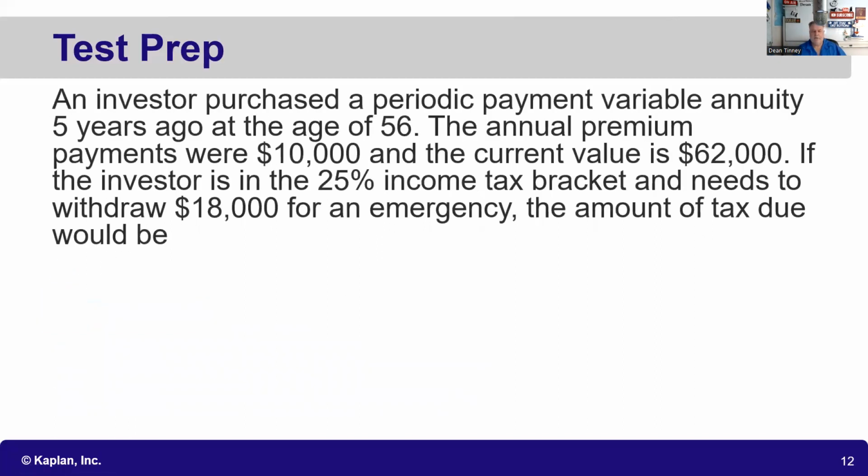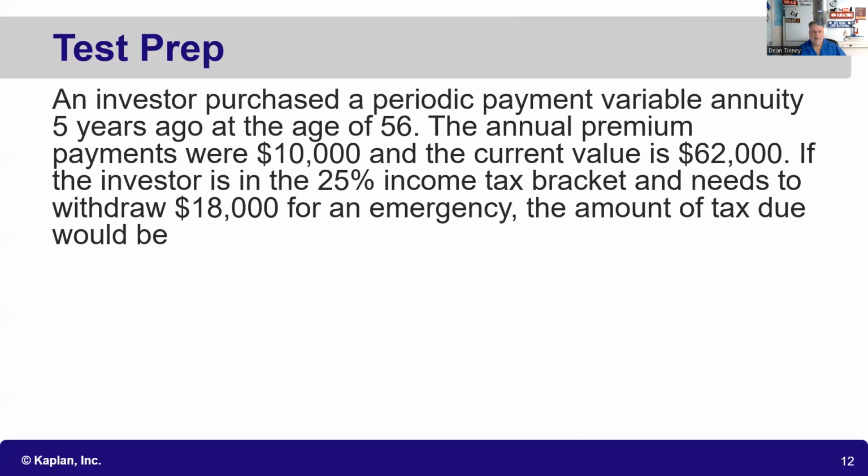An investor purchased a periodic payment variable annuity 5 years ago at the age of 56. So the first thing I need to notice here is 5 years, 56, so now we're talking 61. It doesn't look like there's going to be any problem there. The annual premium payments were $10,000. So that means $50,000 of the $62,000 was after-tax money. So $50,000, and now we have $62,000.